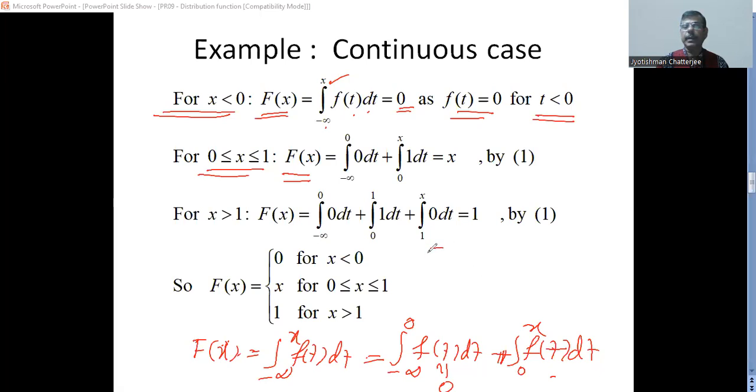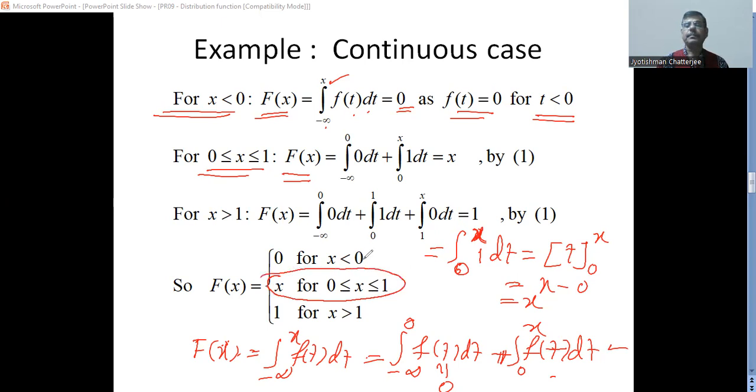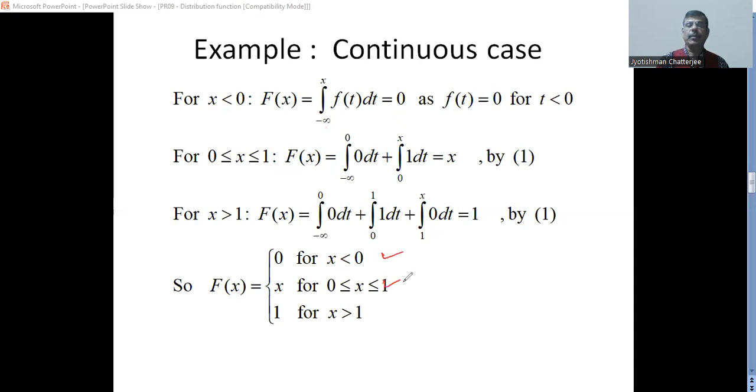This one turns out to be, I'm just writing this component. This is 0 to x. And in this part, f(t) is only 1. So this integral is from t equals 0 to x. That's why x minus 0, that is equal to x. So we get this one. So these two we have already got.